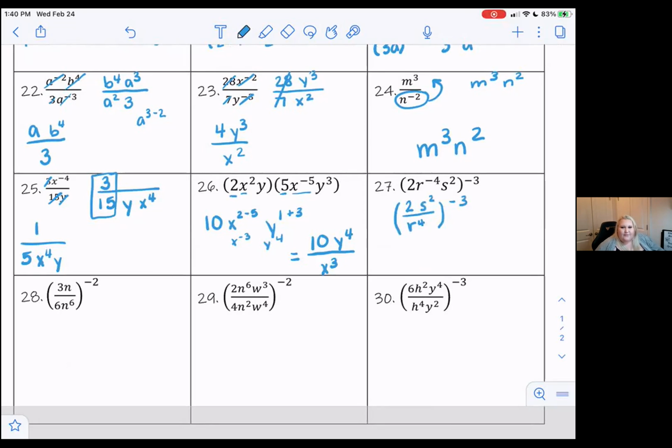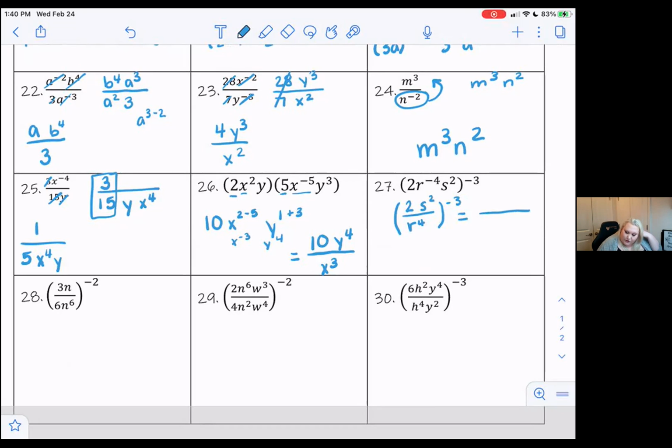Now it says negative 3 as an exponent. Because everything has to be multiplied by a negative, that means I'm going to completely switch my numerator and my denominator. Whatever's on the top needs to go to the bottom. Whatever's on the bottom needs to go to the top.